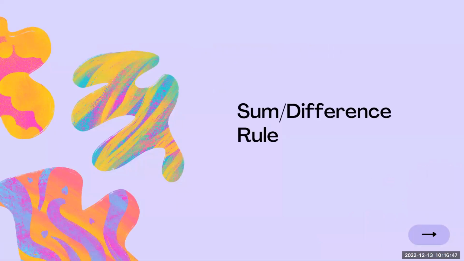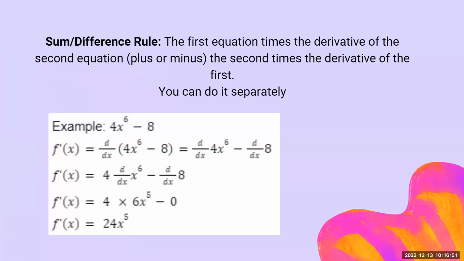Next, I will be talking about the sum difference rule. So for the sum difference rule, a way to remember this is the first equation times the derivative of the second equation using addition or subtraction to plus or minus the second equation times the derivative of the first. You can do this separately. An example of this is 4x to the sixth power minus 8.